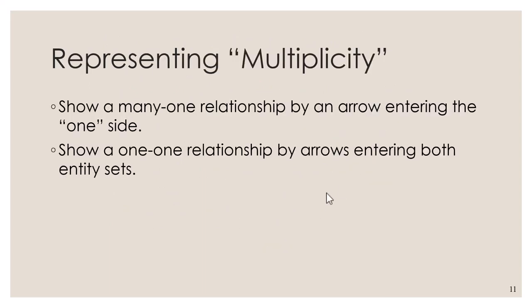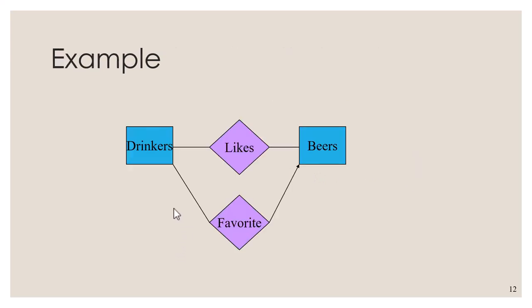Okay, representing multiplicity. So this shows many-to-one relationship by using an arrow entering the one side. So this could be a little bit confusing if you have a one-to-many relationship or many-to-one. Which side does the arrow go into? So the one that has the one side is where you'll have the actual arrow pointing into it. Okay, and if you have a one-to-one relationship, you're going to be seeing the arrows on both sides of the entity sets. Okay, here is an example.